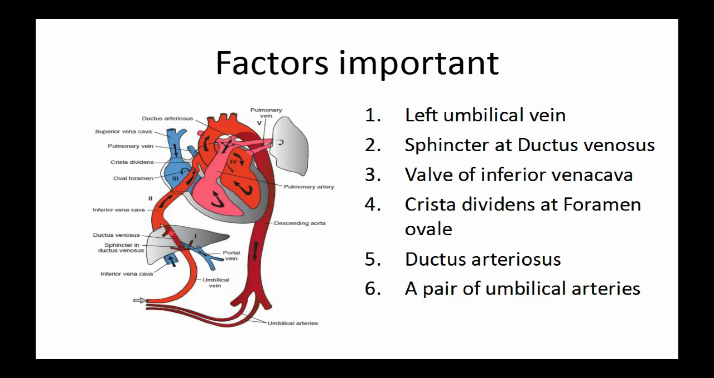So then the third important factor is the valve of the inferior vena cava, which is directing most of the oxygenated bloodstream to the crista dividens, so that most of the blood through the crista dividens is going into the left atrium to ensure most of the supply of the oxygenated blood to the cephalic end of the embryo for the developing brain and the pharyngeal arches.